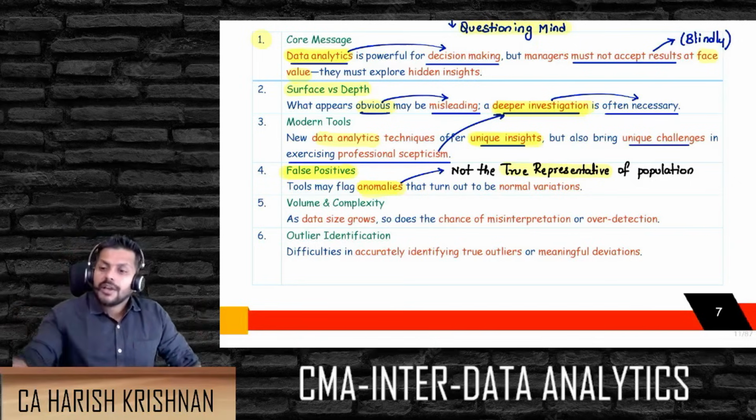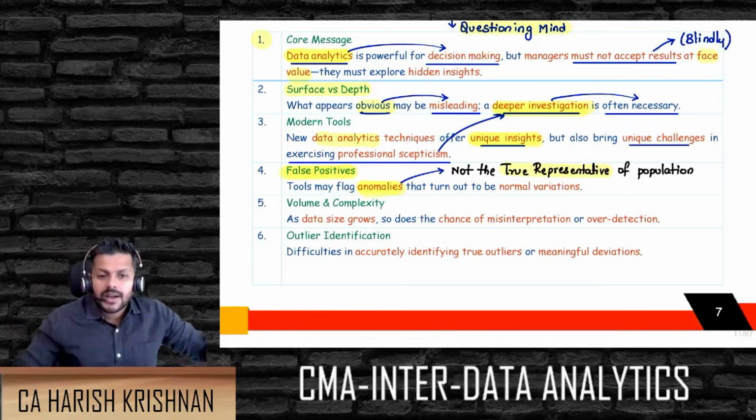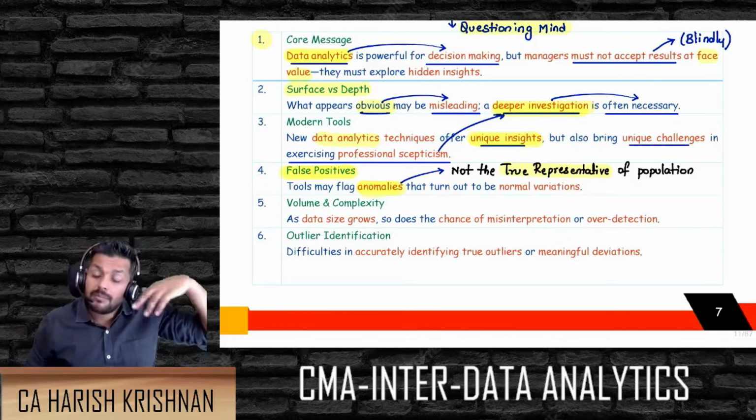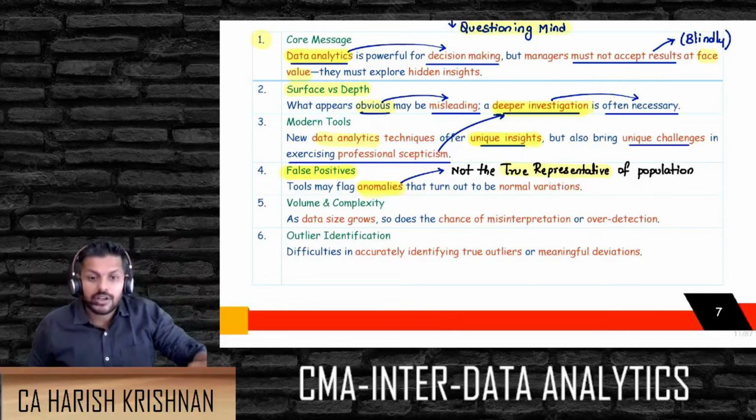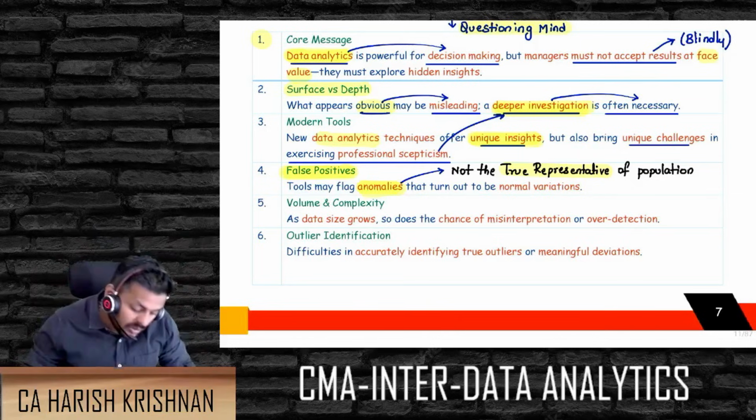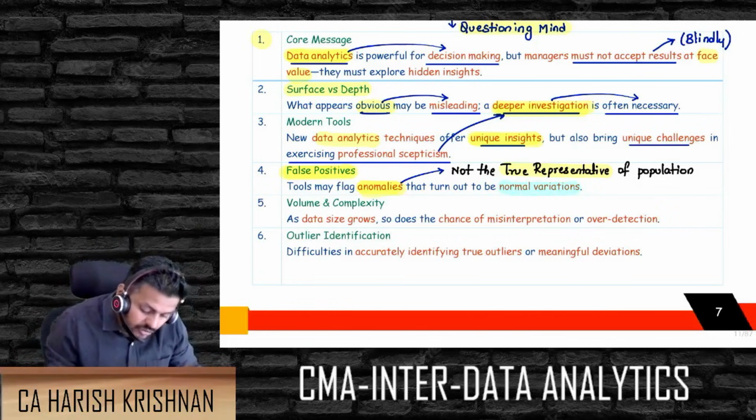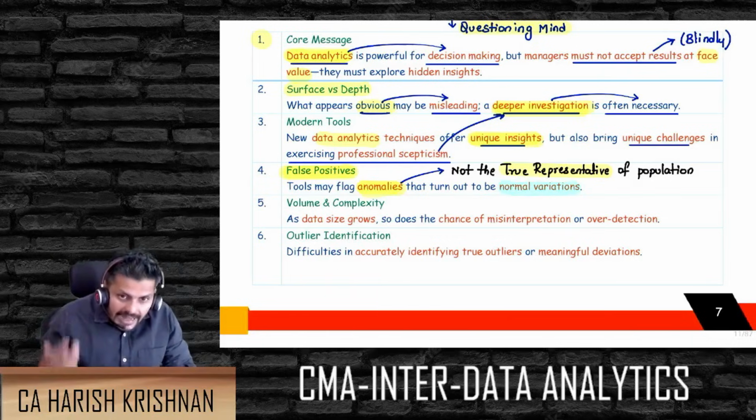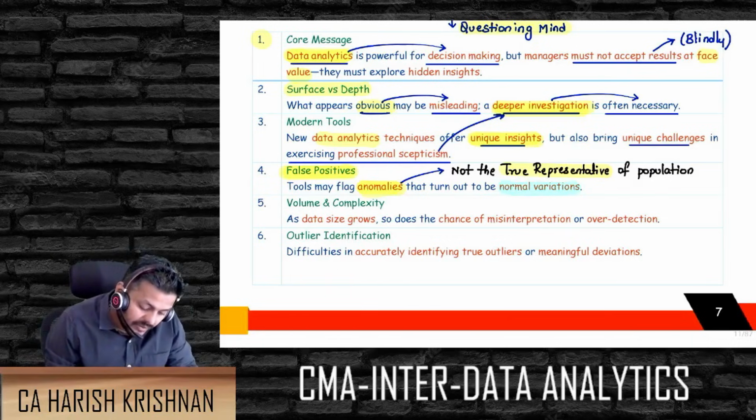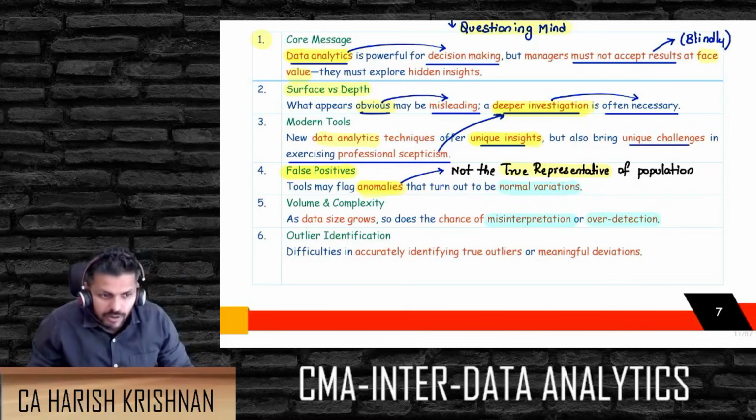Similarly, here also, if you take one false positive and you conclude based on an anomaly, you will make wrong decisions on the entire population. So therefore, flag those anomalies that turn around to be normal variations. As data grows, the chance of misinterpretation and over detection also grows. So be mindful of that fact.